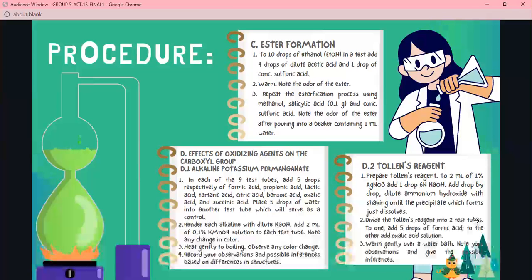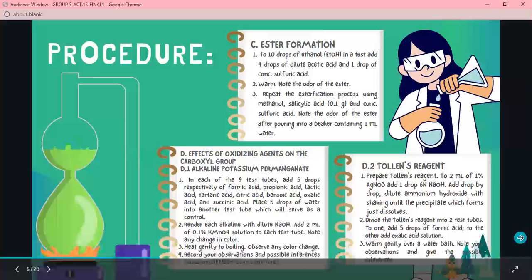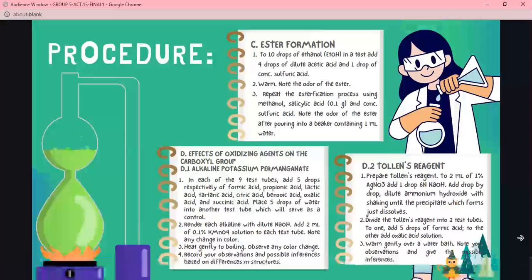And for the Tollens reagent, first, prepare Tollens reagent: to 2 ml of 1% silver nitrate, add 1 drop of sodium hydroxide, and add drop by drop dilute ammonium hydroxide with shaking until the precipitate which forms just dissolves. Second, divide the Tollens reagent into 2 test tubes. To one, add 5 drops of formic acid. To the other, add oxalic acid solution. Third, warm gently over a water bath. Note your observations and give the possible inferences.